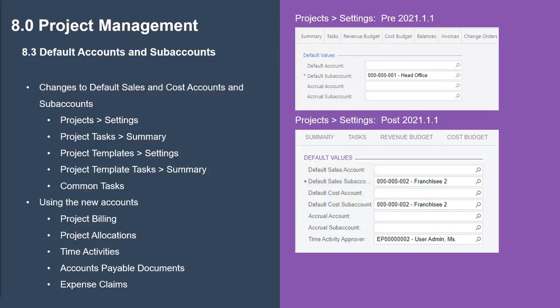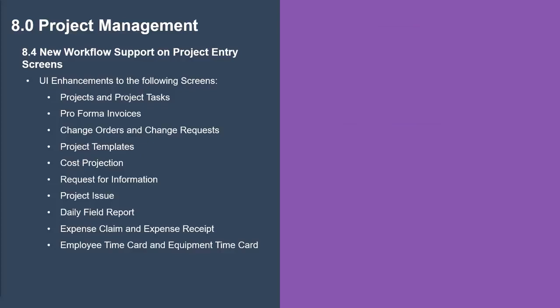If the sub-accounts feature is enabled, a user must specify the default sales sub-account for a project and each project task. If the default cost account is selected for a project or project task, a user must also specify the default cost sub-account. Full details on using the sales and cost accounts and sub-accounts in project billing, project allocations, time activities, accounts payable documents, and expense claims are contained in the 2021.1.1 release notes.